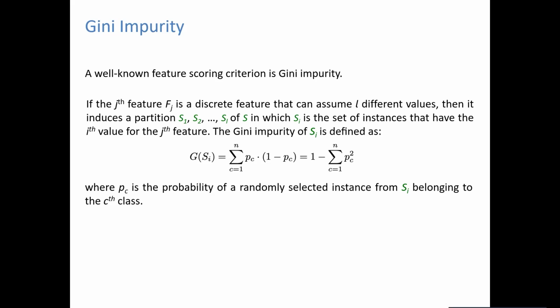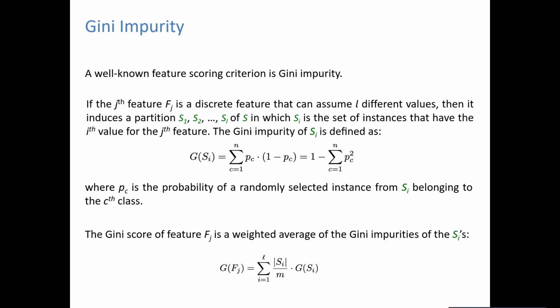So the smaller the Gini impurity, the more homogeneous the set is, in the sense that pretty much all of it will fall in the same class. So it's more useful. But that is just for every set of the partition, right?